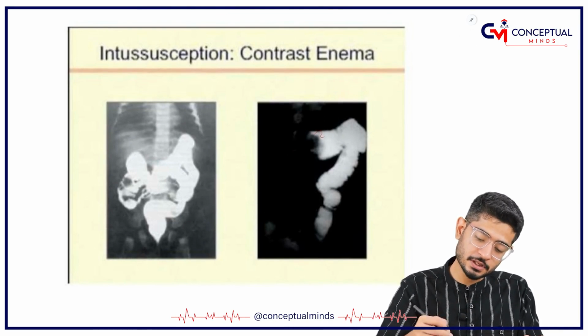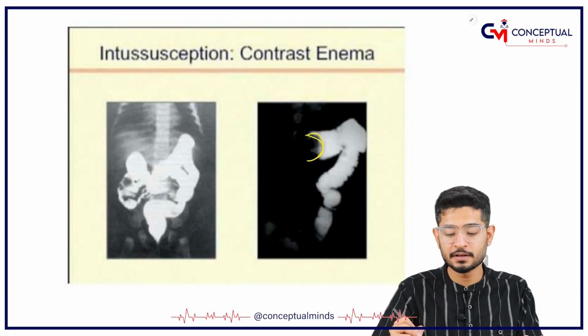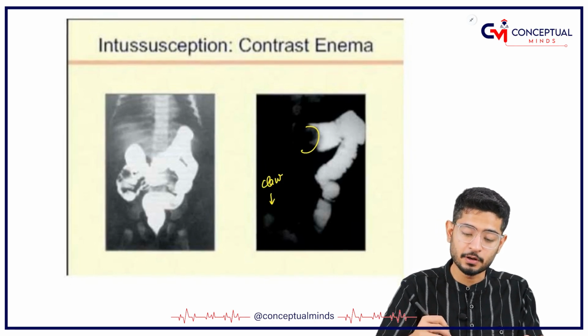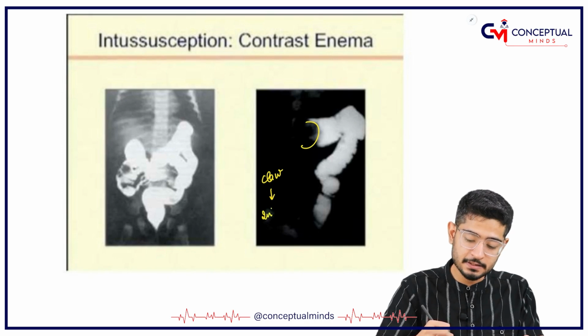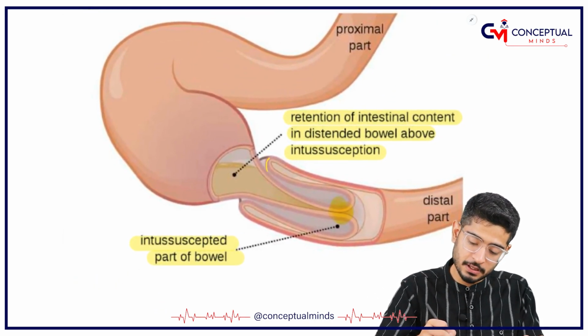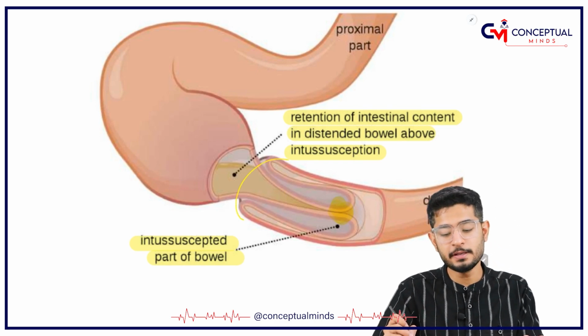This obstruction is actually seen like a claw. Can you see there is a claw-like feature which is occurring? This claw-like feature is called the claw sign, and it is a classic X-ray feature of intussusception. You are able to see this claw, right?